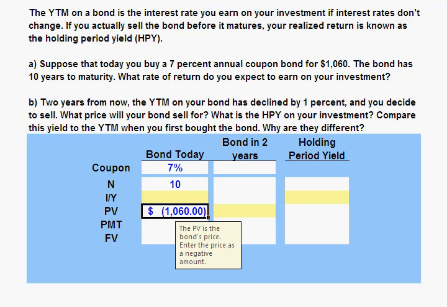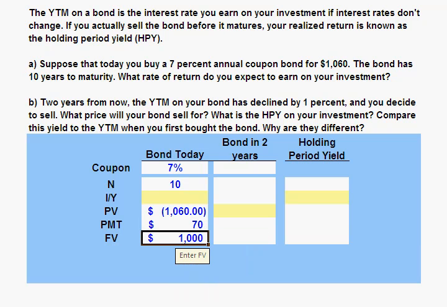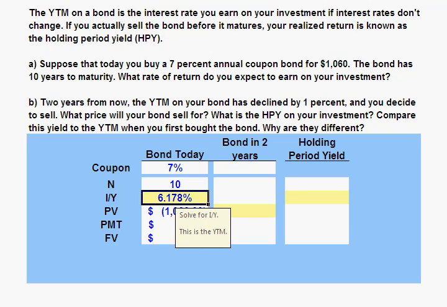Our bond pays a 7% annual coupon, so the coupon on the bond will be $70. This is the 7% coupon rate times the $1,000 face value or par value. We expect to get that $1,000 face value or par value back when the bond matures, so enter $1,000 as the future value of our bond. Finally, we can solve for our expected yield on our bond, and we find that we expect to earn 6.178% per year on this bond if interest rates remain constant.